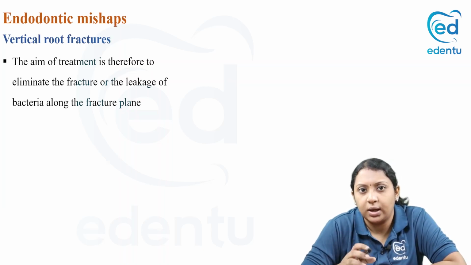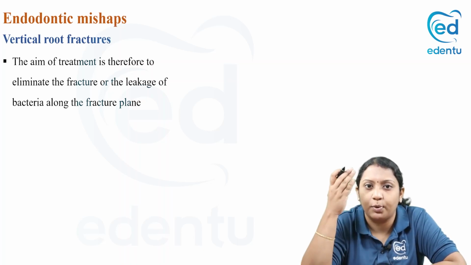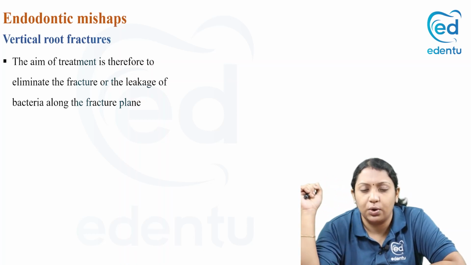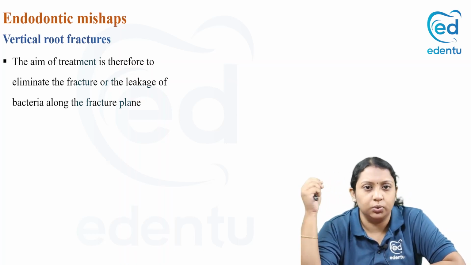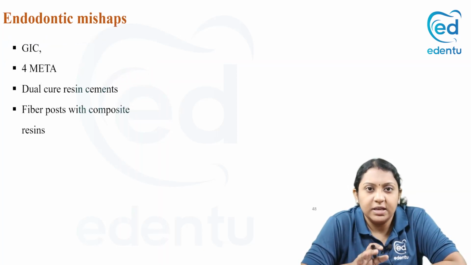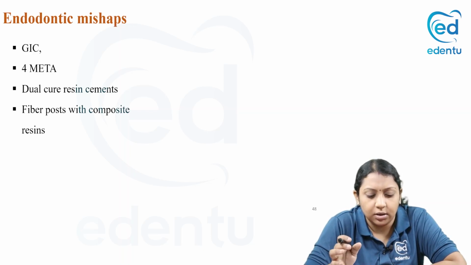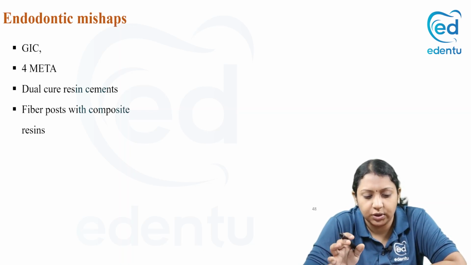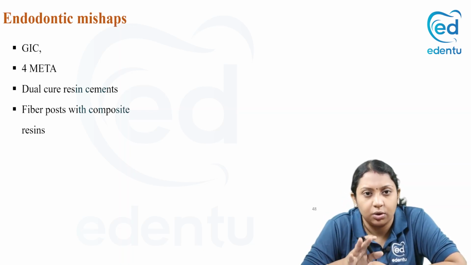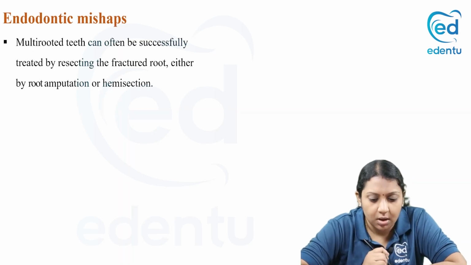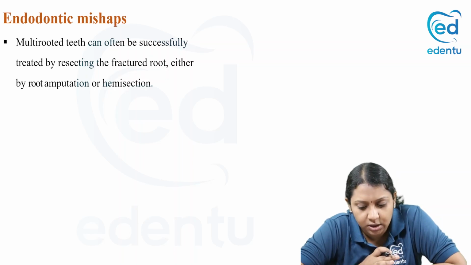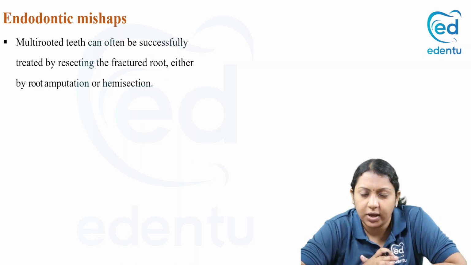If we are not able to get a proper seal to avoid ingress of bacteria or to prevent leakage of oral fluids, it is better we extract the tooth. And if a proper seal can be obtained, materials like GIC, 4-META, dual cure resin cements, and fiber post with composite resins can be used as the material of choice for this proper coronal seal. Now, multi-rooted teeth can be successfully treated by resecting the fractured root, either by root amputation or hemisection.